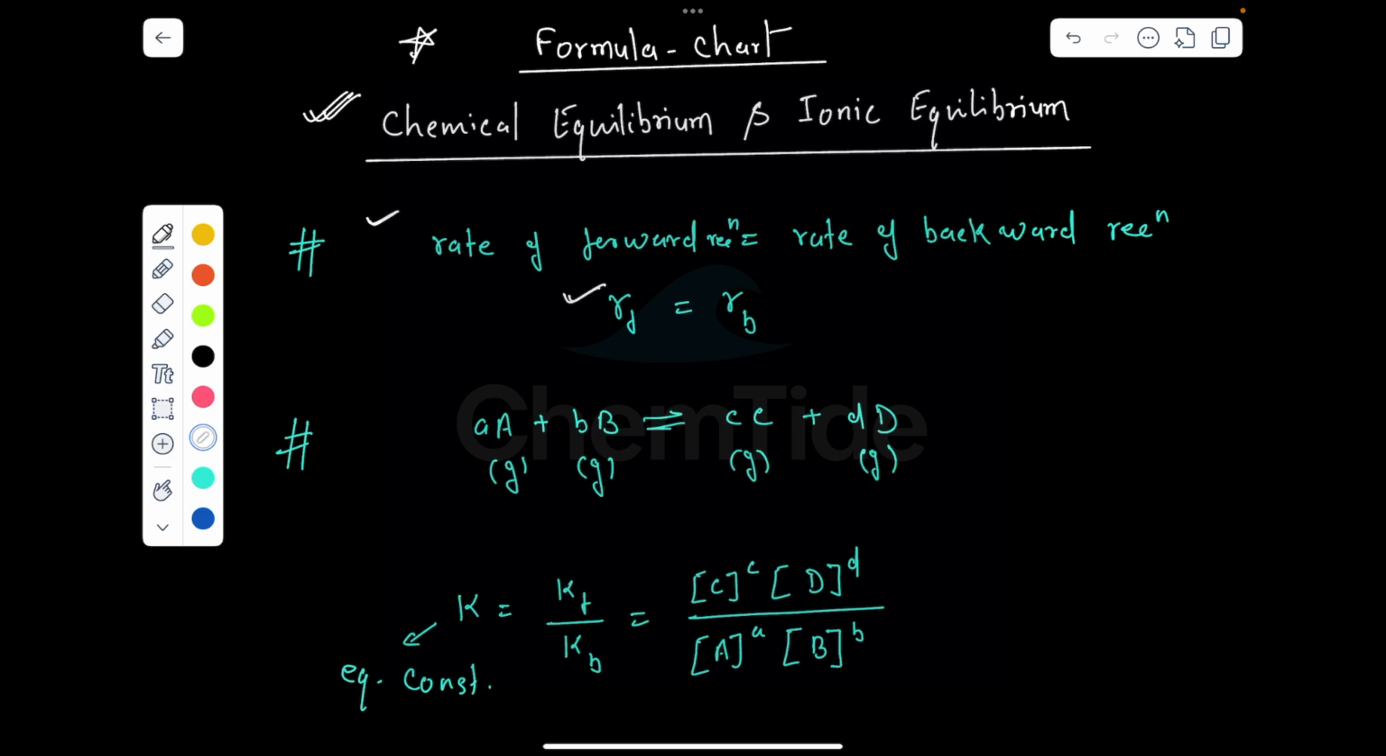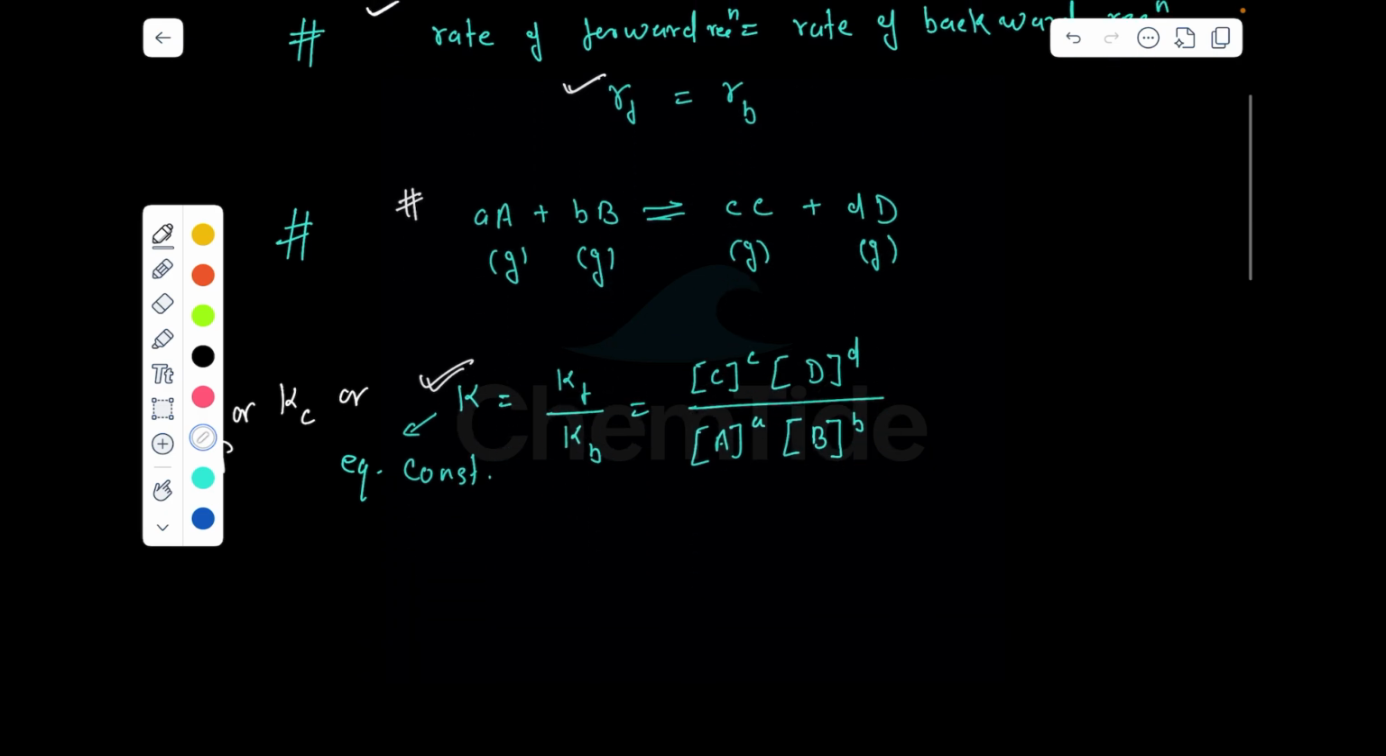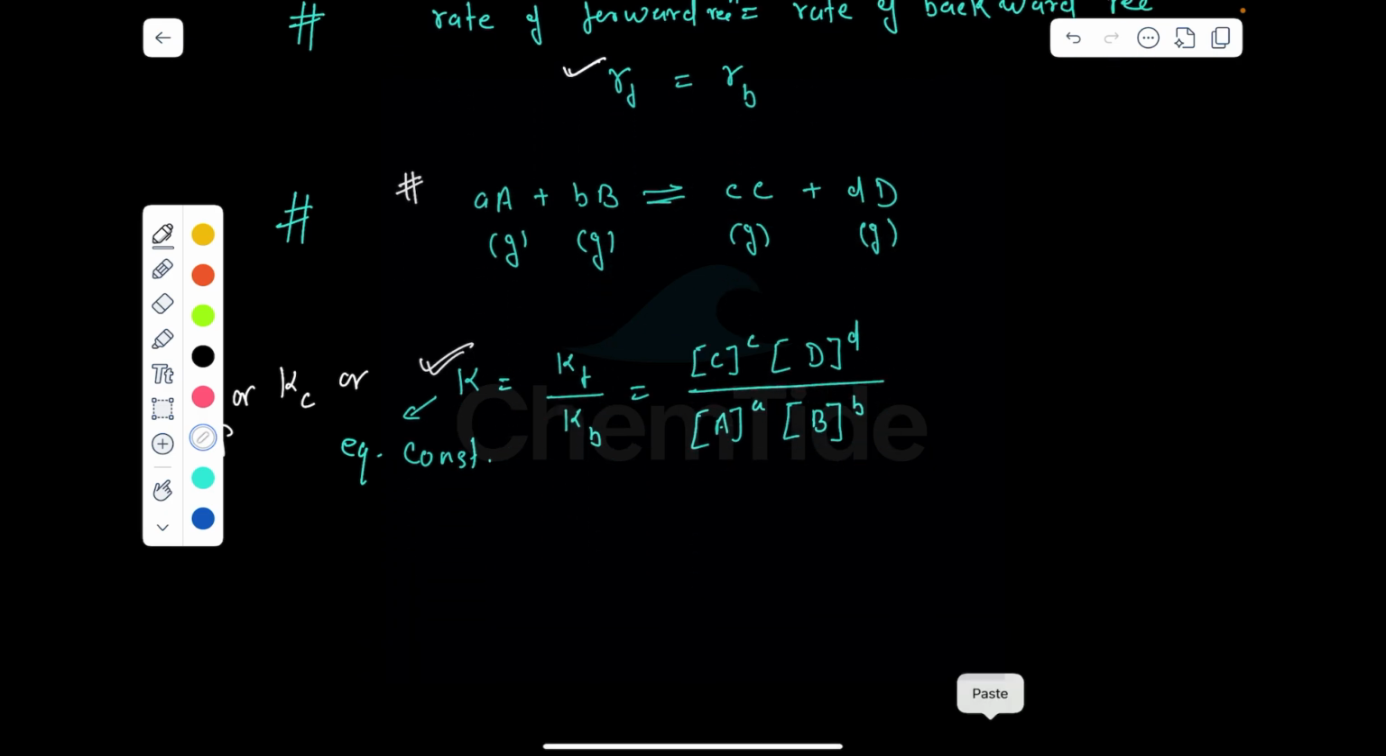If I write any balanced equation, aA plus bB gives cC plus dD, then the equilibrium constant K we can write as Kc or maybe Kp. If I'm writing in terms of concentration, Kc is equal to the concentration of products over the concentration of reactants, each raised to its stoichiometric number.